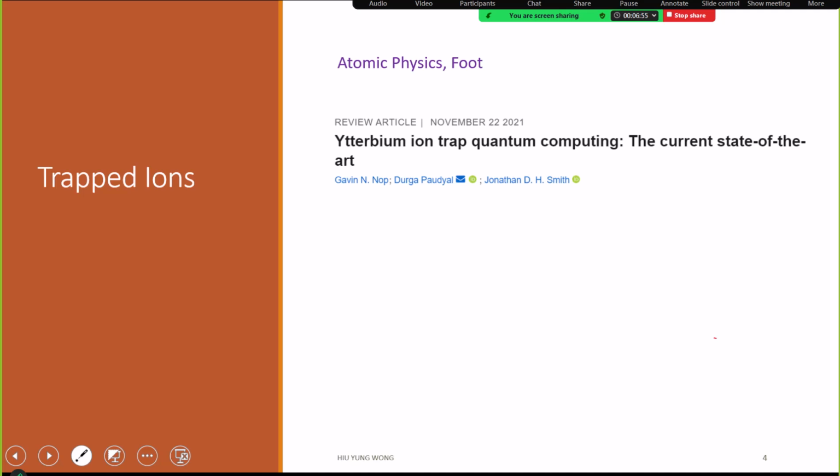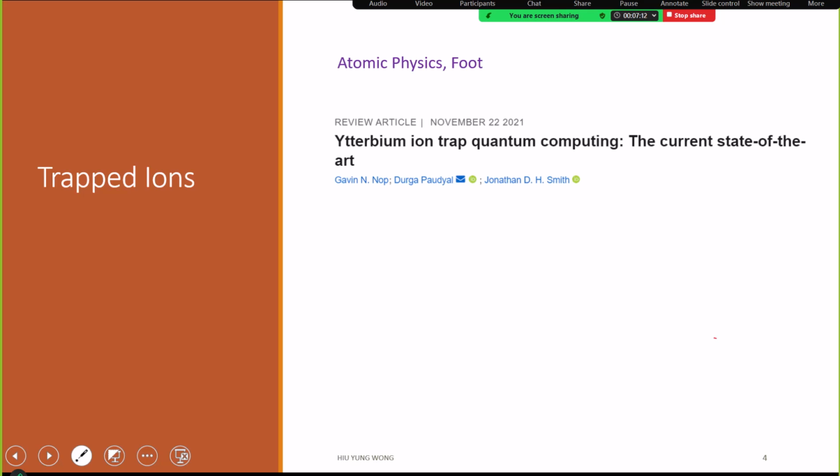Okay, so let's start with the trap ion. This is based on two articles. One is this book, Atomic Physics by Foote. This is a very famous book for atomic physicists. If you have a chance, you can borrow it from the library or read it.